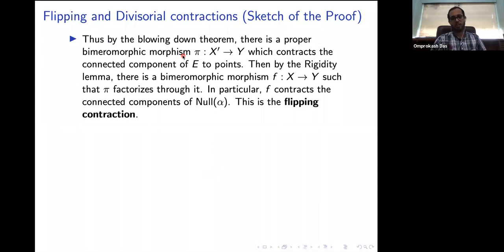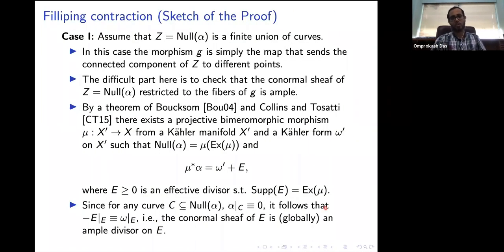Let's think of it here. This is a globally ample line bundle on E, this conormal sheaf. So remember that E goes to curves on X prime, E goes to curves on X, and those curves go to points by this G. So you're thinking all the way from E to the points. Since this is already globally ample, that means with respect to that G from all the way X prime to the points, the conormal sheaf is an ample divisor. So the conormal sheaf is relatively ample.